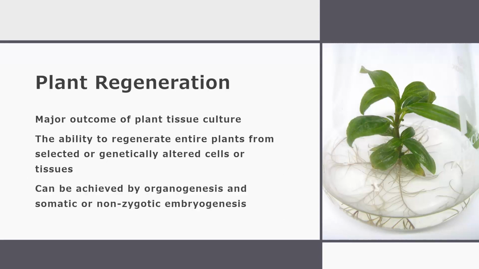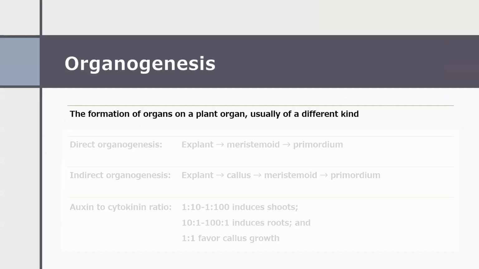In general, there are two different methods of plant regeneration in vitro for propagation in practice, namely organogenesis and somatic or non-zygotic embryogenesis. Organogenesis is the formation of organs such as leaves, shoots, and roots on a plant organ, usually of a different kind, which is based on the inherent plasticity of plant tissues and regulated by altering the components of the medium.